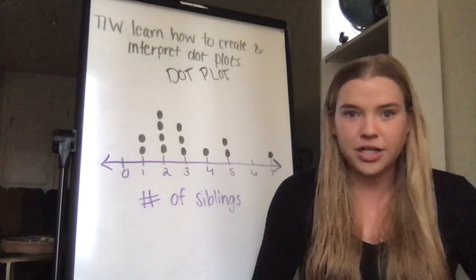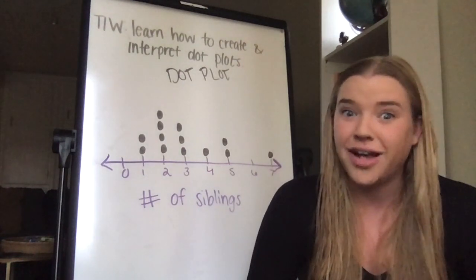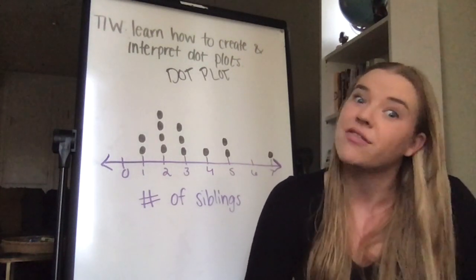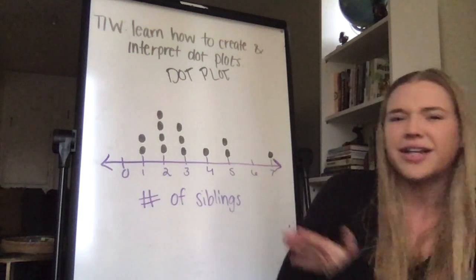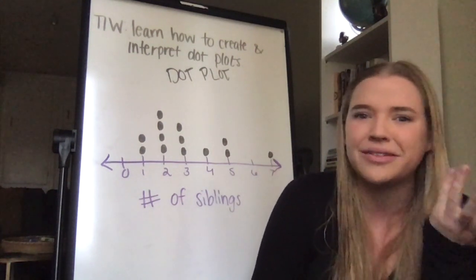So my first question is going to be, what is this dot plot even about? Think about it for a second. Look at what I have up here and see, like, what is this data even talking about?